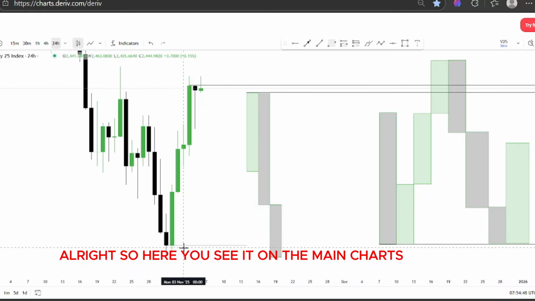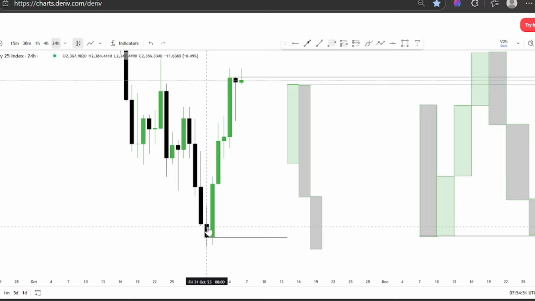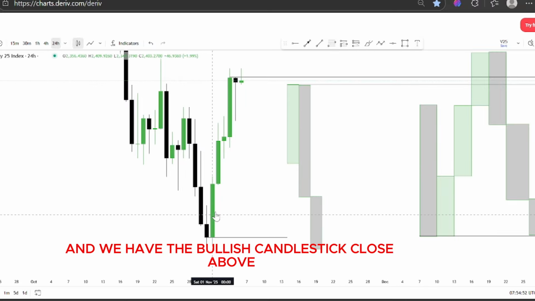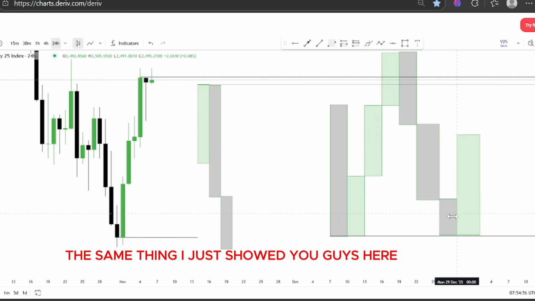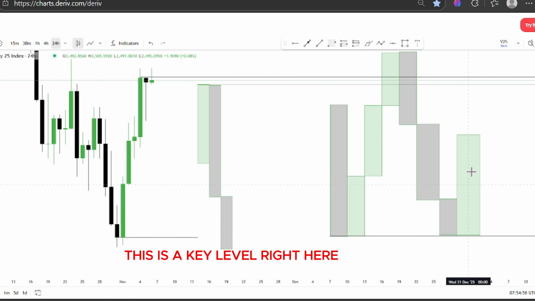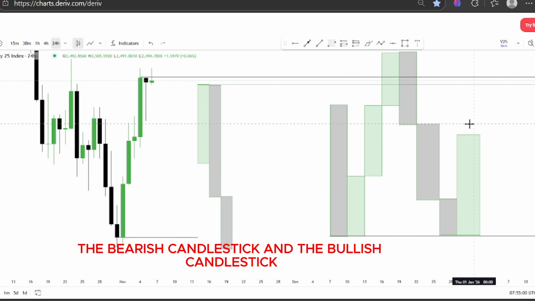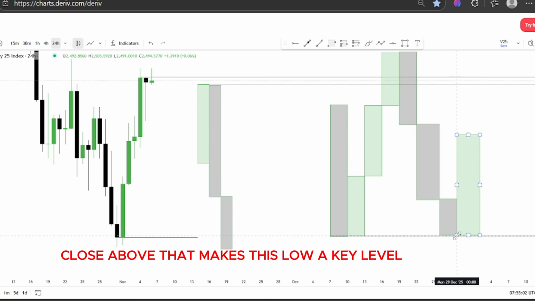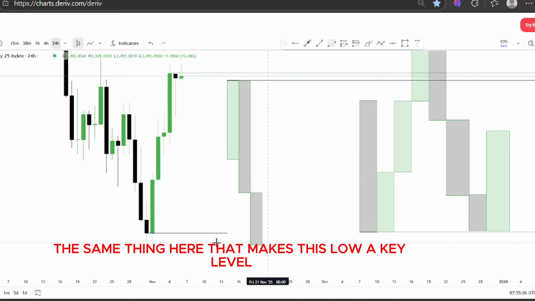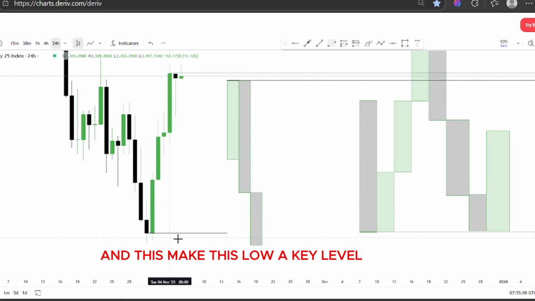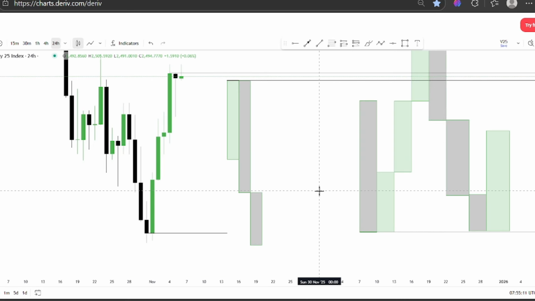All right, so here you see it on the main chart. We have the bearish candlestick and we have the bullish candlestick close above. That makes this level a key level. The same thing I just showed you here. This is a key level right here: the bearish candlestick and the bullish candlestick close above. That makes this low a key level. The same thing here, and this makes this low a key level. It's that simple. I know you understood that. So that's how I teach.